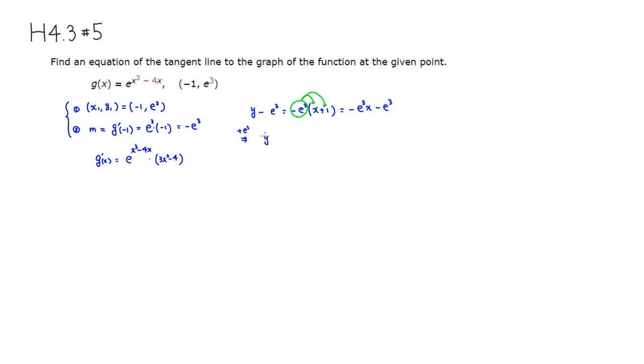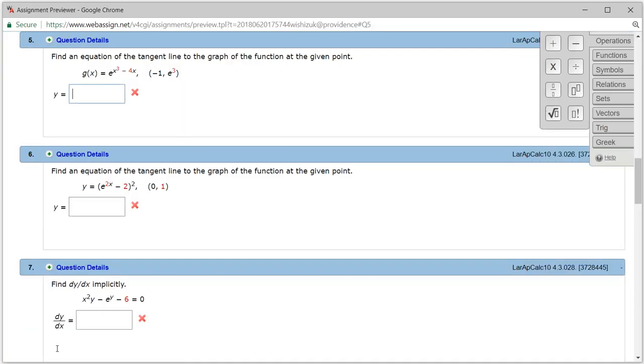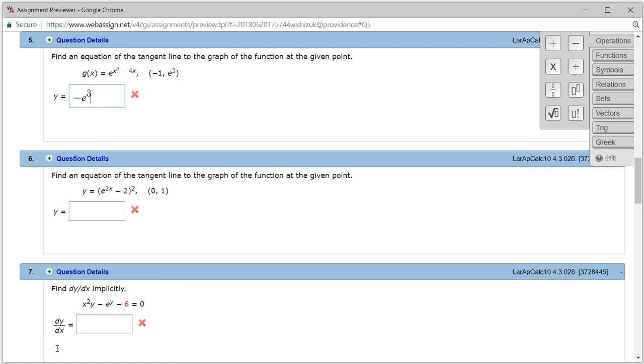So you have y equal to negative e cubed x, and then if you add the positive e cubed, that goes away. So this is it. Let's type it in. The answer we got was negative e cubed x.